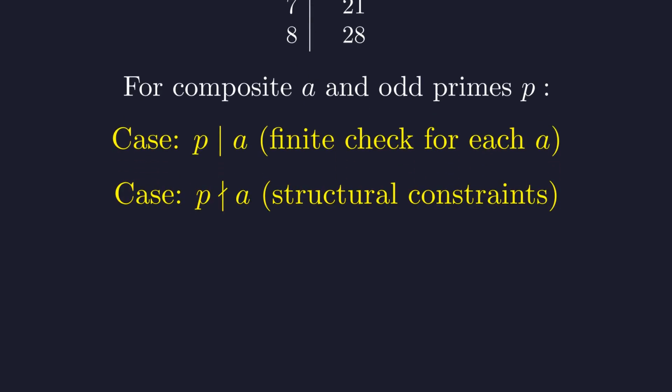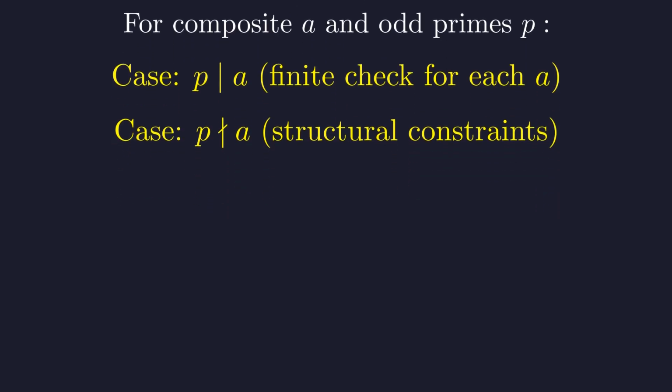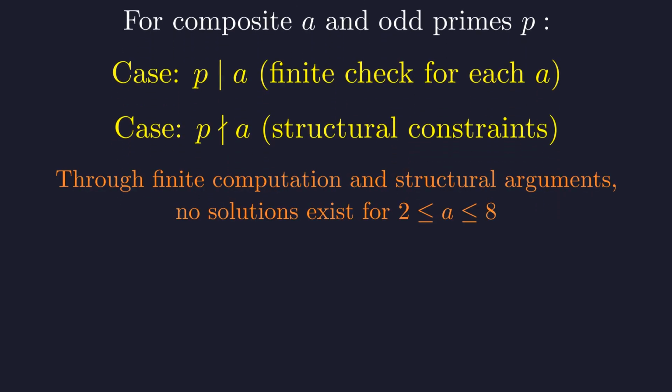When p doesn't divide a, the mathematics becomes more sophisticated. The structure of a itself, whether it's a perfect square, has repeated prime factors or other properties, creates powerful constraints that often lead to contradictions. Combining these theoretical insights with careful computation, we can systematically rule out every value from 2 through 8. It's like a mathematical sieve, filtering out impossibilities until only the truth remains.